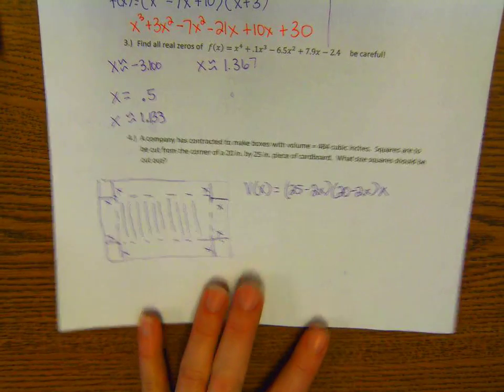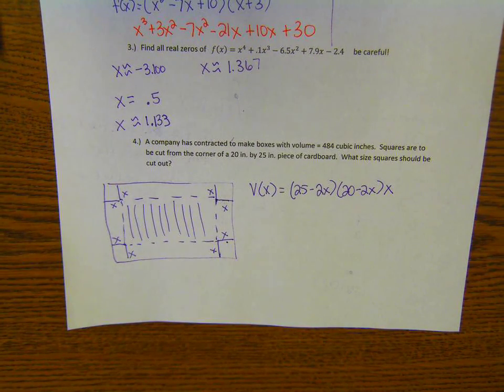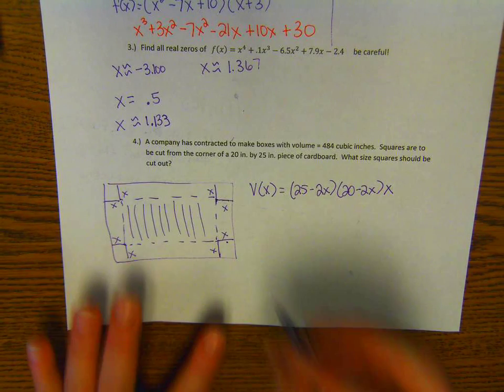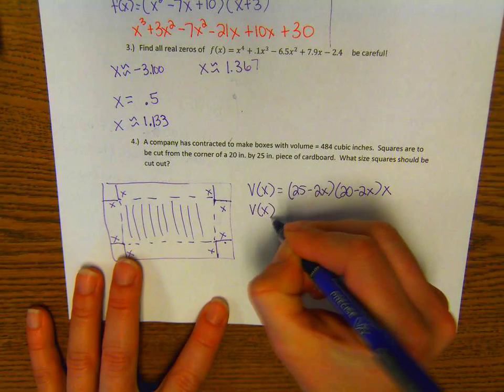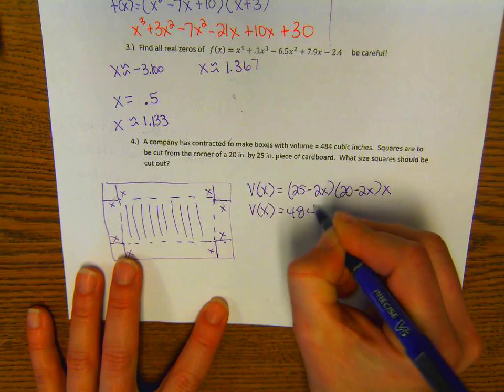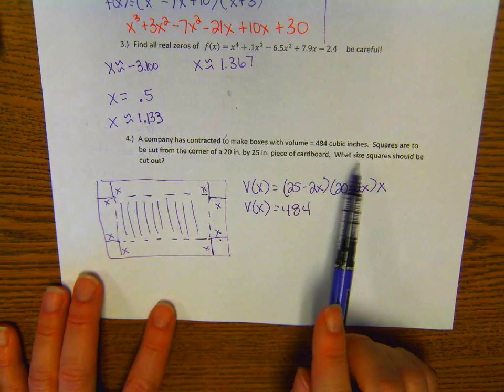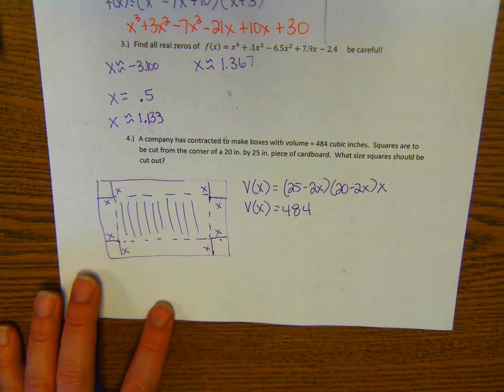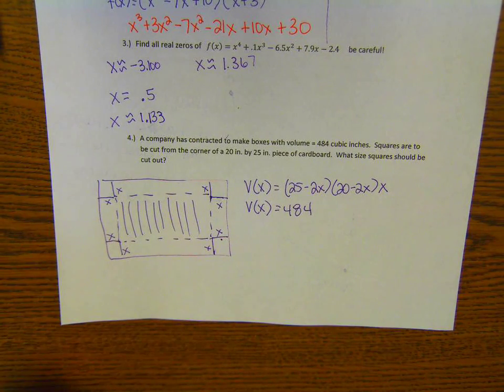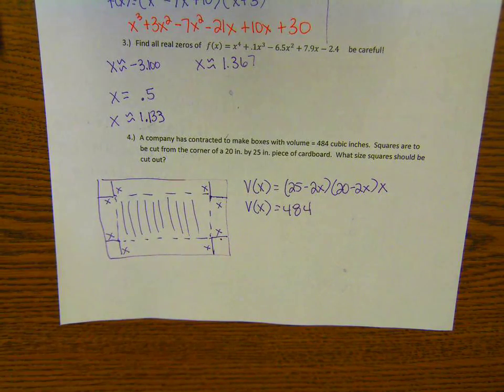You do not have to expand this. We are not going to do this algebraically. We are also going to graph, in this case, 484, and we are going to figure out what size squares, that would be x, we would have to cut out. So let's take a look.